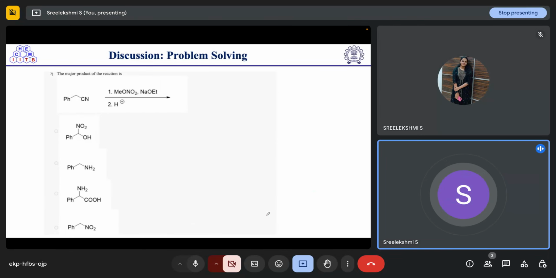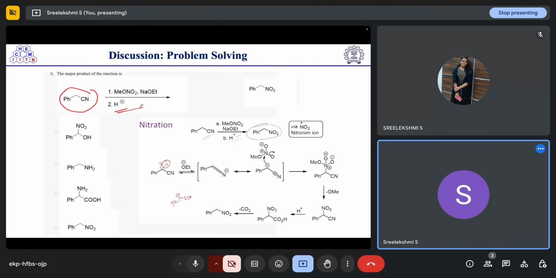The next one is the major product of the reaction. This nitrile compound is treated with MeONO2 and NaOEt, then the second step is protonation with H+, acidic treatment. Which will be the major product? Here the reaction is taking place via the nitronium ion.